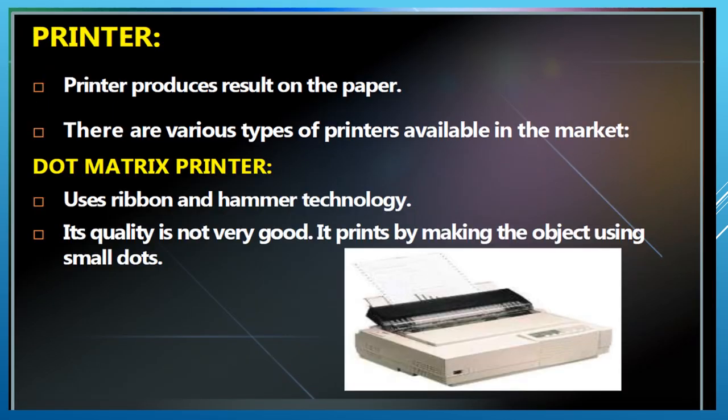Next is the printer. What is a printer? A printer produces the results on paper. There are various types of printers available in the market. We'll discuss them one by one. First one is the dot matrix printer. A dot matrix printer uses ribbon and hammer technology. Its quality is not very good, but it prints by making the object using small dots.